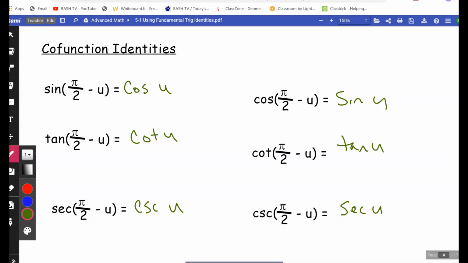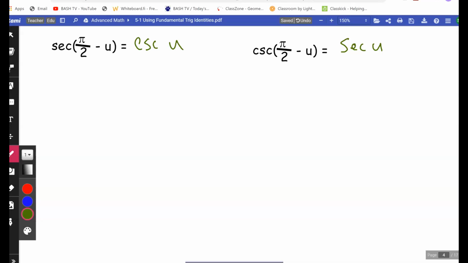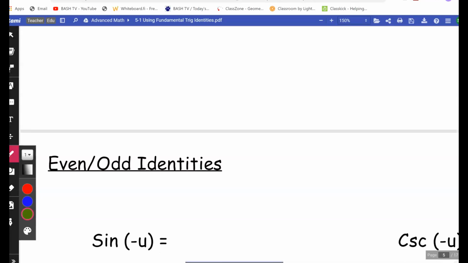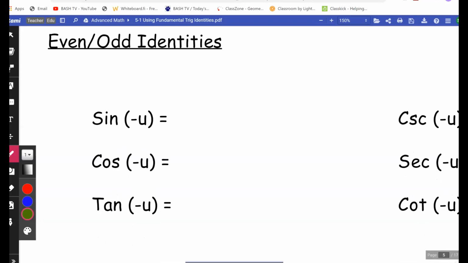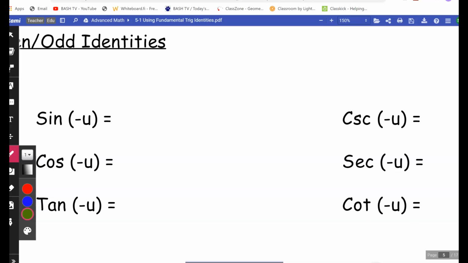Again, when we use those, I'll give them to you. They look weird compared to the other ones because there's a pi over 2, but actually it makes it easier because if you see something that has sine of pi over 2 minus u, you can immediately change it to cosine. It actually does make it a little easier. Same is true with these next set. These are called the even odd identities. They're ones that we don't use often, but when we do, I'll give them to you.